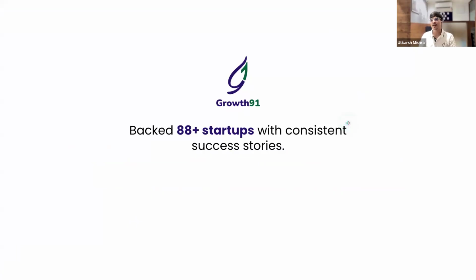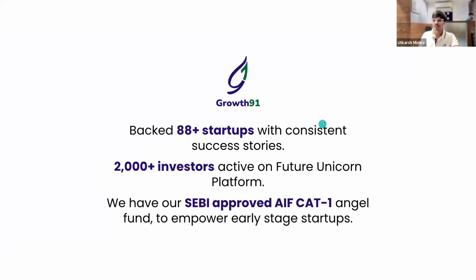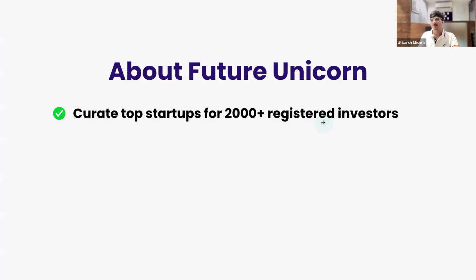So yeah, about us, we are Growth 91. We have backed 88 startups so far with consistent success stories. Over 2,000 investors on the Future Unicorn platform. We have 2,068 investors to be precise. We also have a SEBI-registered Cat 1 angel fund. So a lot of things can be enabled for founders from there.